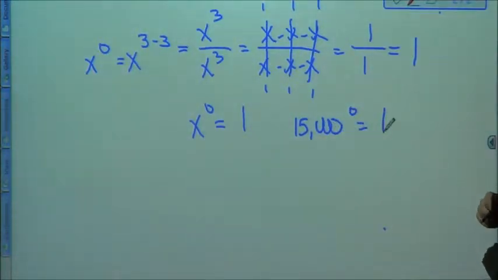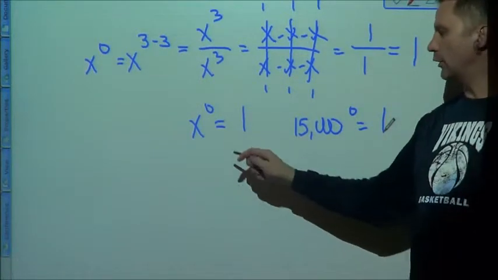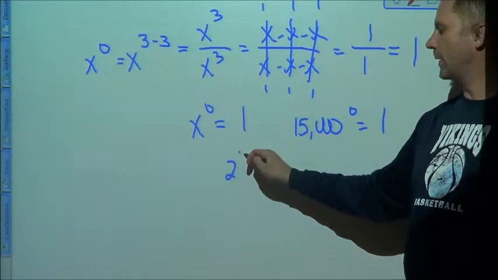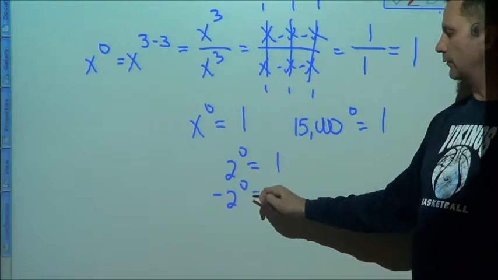1. Now, this is a good time to talk about parentheses and what's included and what's not included. Okay, so 2 to the 0th power, what's 2 to the 0th power? 1. How about if I write this, negative 2 to the 0th power, what's that equal to?